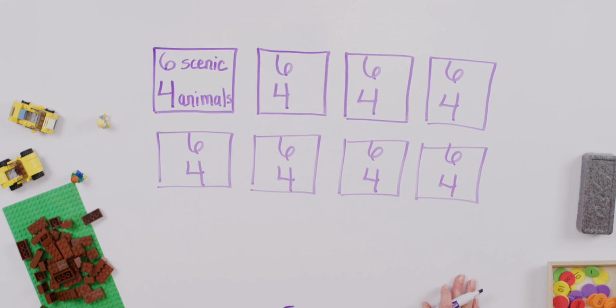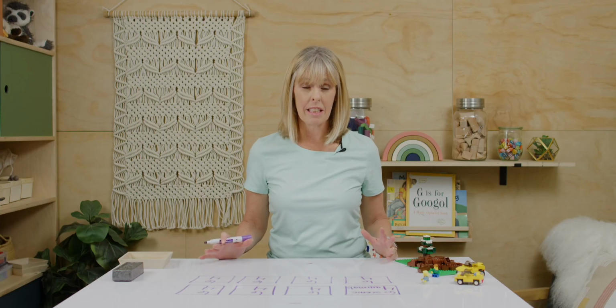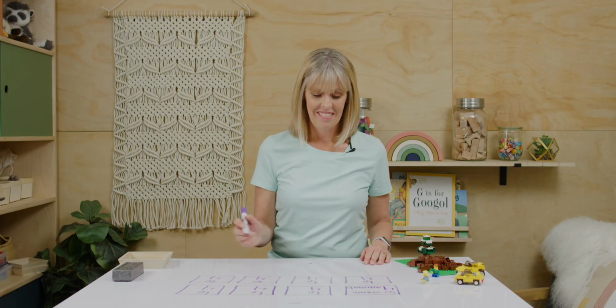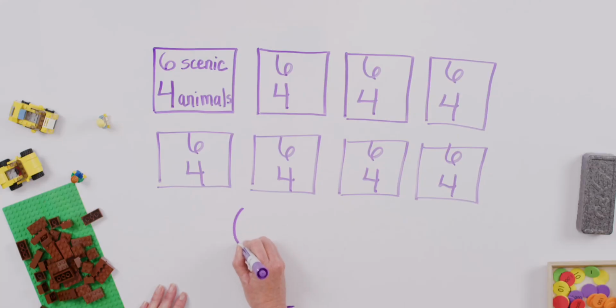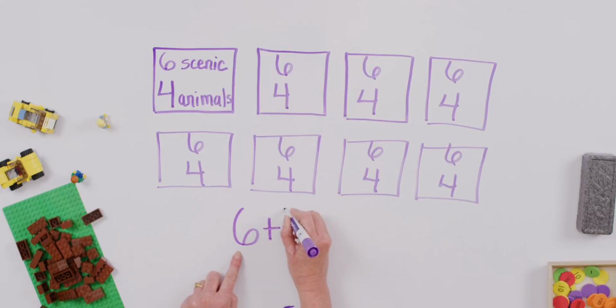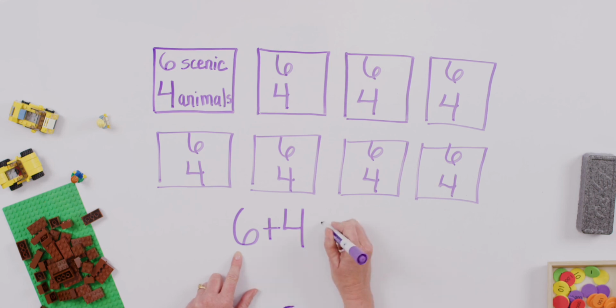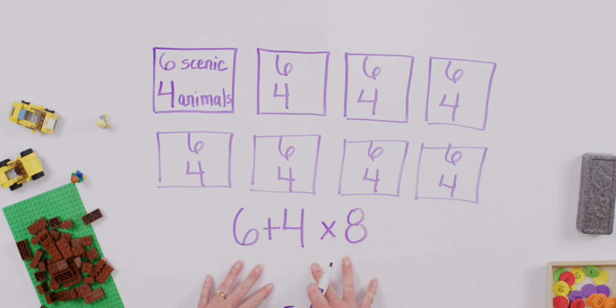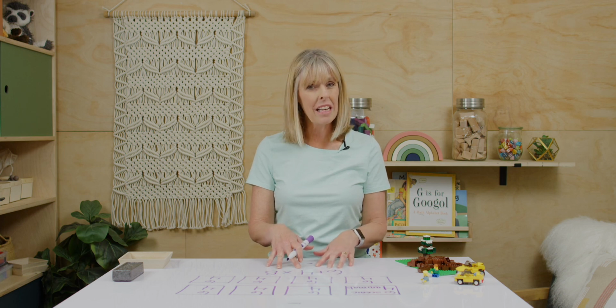Now, how would we write this expression? She has 6 and 4. How many times? 8 times. So we're going to multiply that by 8. Now, I bet this expression looks familiar to you. We just used it with Charlie. But are we going to get the same answer?